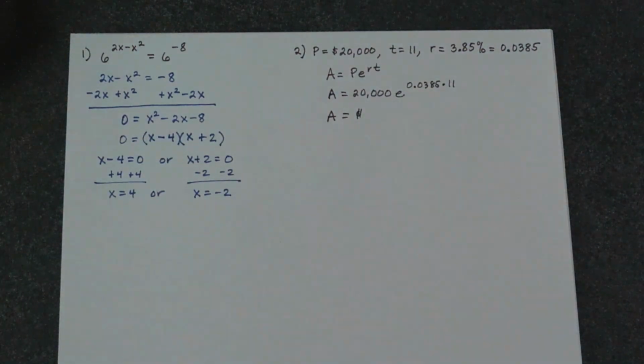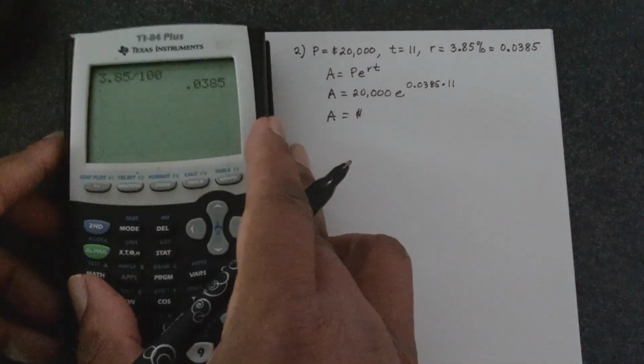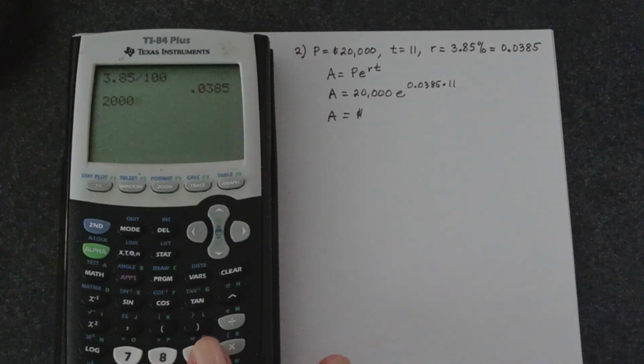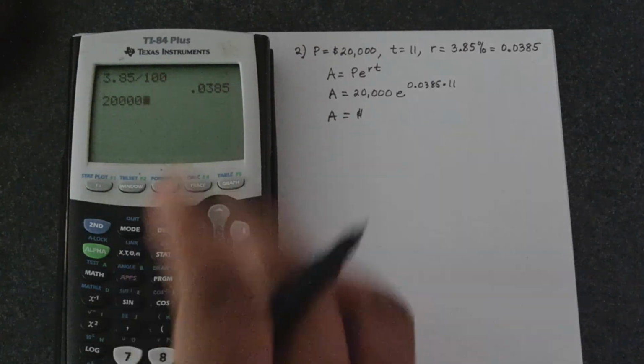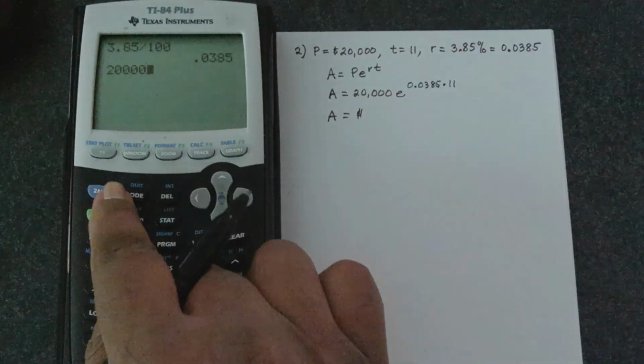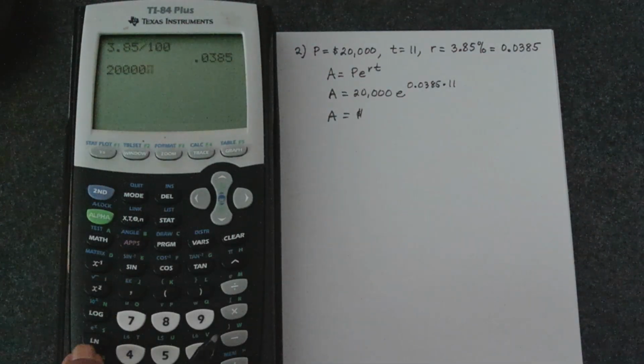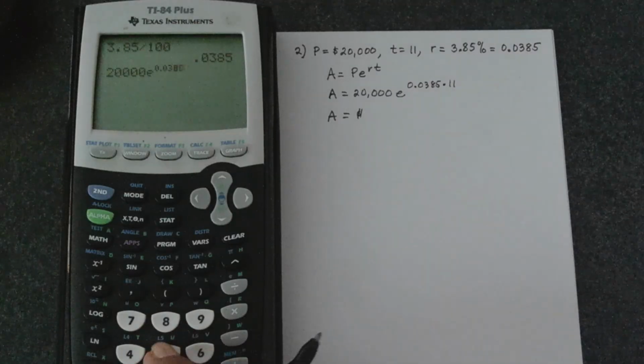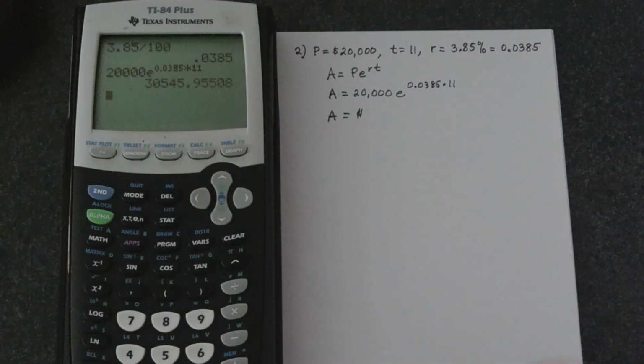Now this we can type into our calculator. So I can type in 20,000. Now for the E, in this case, you have to press your second key and LN, because right above the LN key is your E. And then you'll do 0.0385 times 11. Then hit enter.